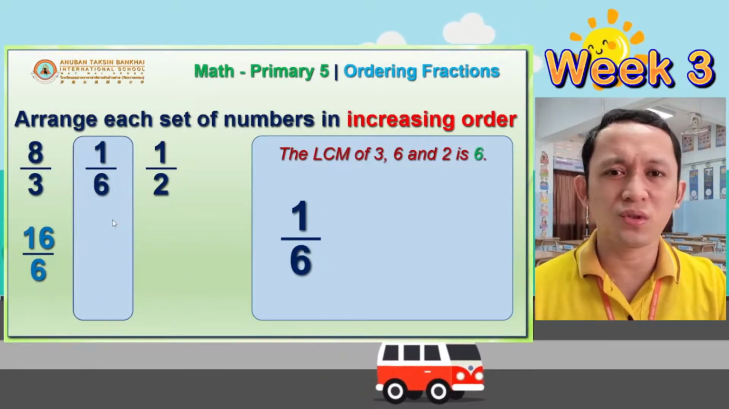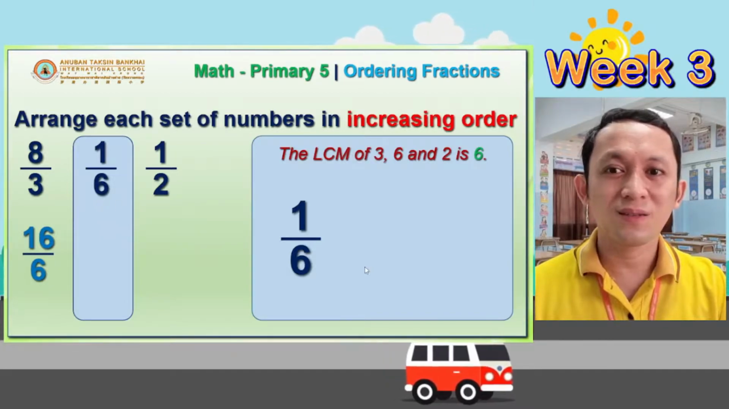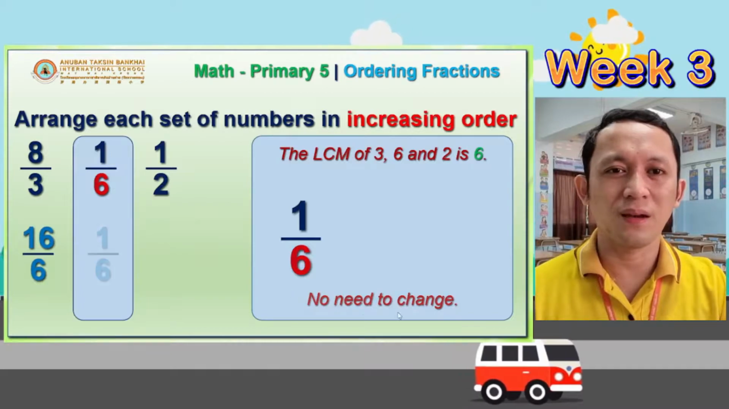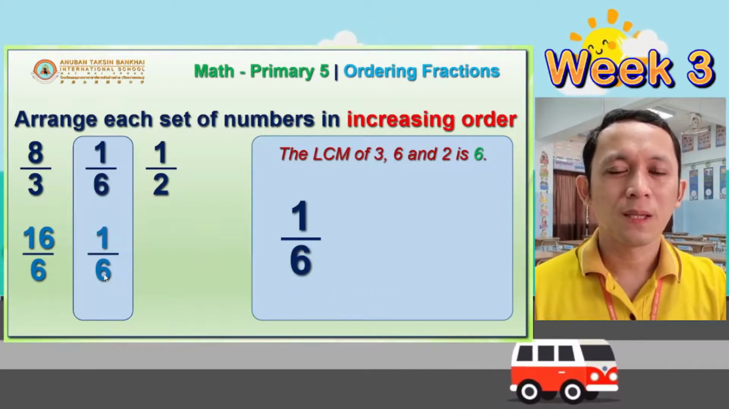You try to check the denominator. It's already 6, so we don't need to change this one. We'll just write here 1 over 6.